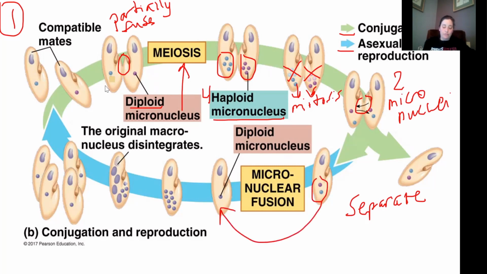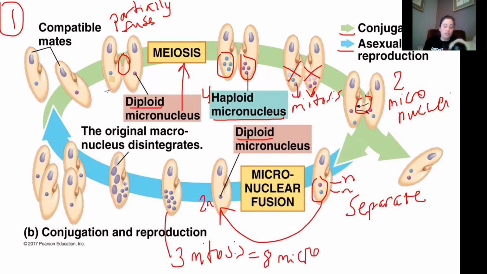So we're taking 2 micronuclei, they're going to fuse and become 1 micronucleus, which is now diploid, because remember each of these was haploid, and n plus n makes 2n. So they are fusing. So we have a diploid micronucleus. That diploid micronucleus is going to go through 3 mitosis cycles. So it's dividing, going through 3 times so that we end up with 8 micronuclei.